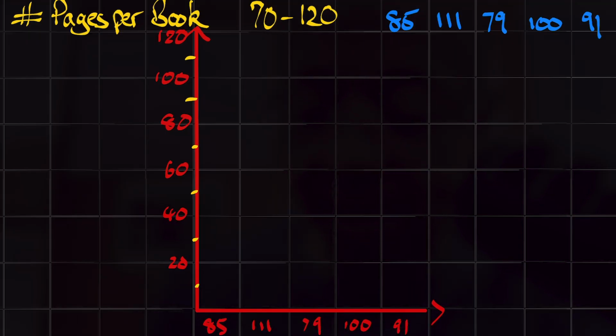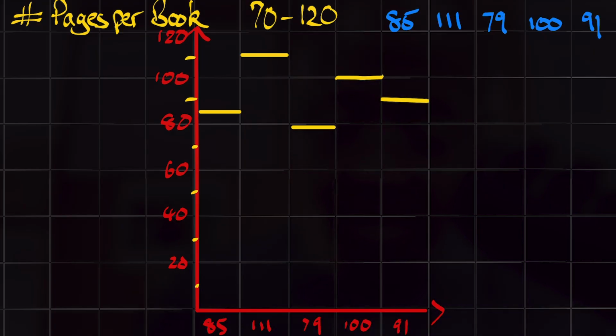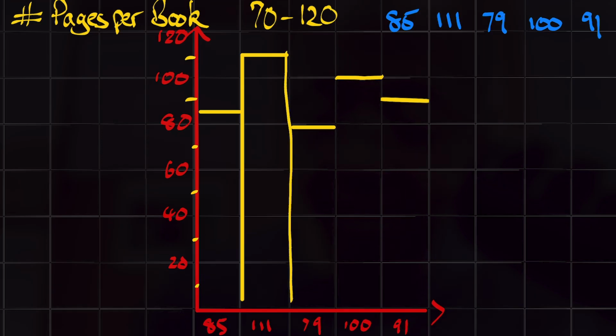That's going to be halfway between 80 and 90. The next one is 111. Well, 110 is right here, and so if I go just a little bit higher, that's 111. 79 is almost at 80. I'm going to go right underneath there. 100 exactly. And then 91 is just one above 90, which I think is going to be right there. Easy guy. And then I just go ahead and connect my bars, and I've done it again.